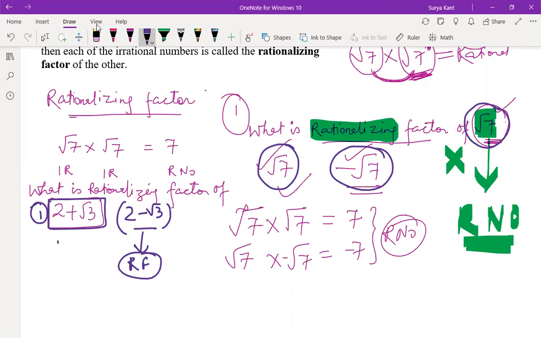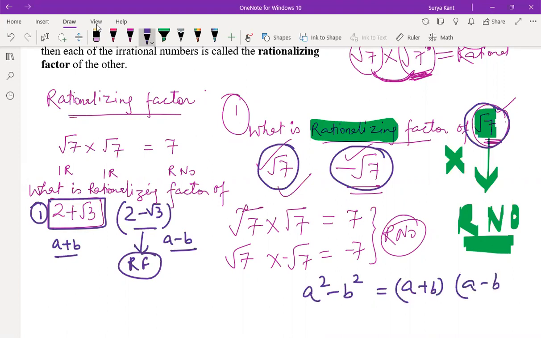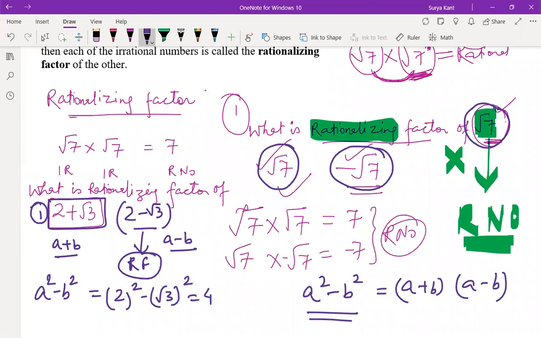This is the A plus B form and this is the A minus B form. Do you remember this formula? So this is the form of A square minus B square. A plus B times A minus B can be written as A square minus B square. That is 2 square minus root 3 whole square. That is 4 minus 3, that is 1.